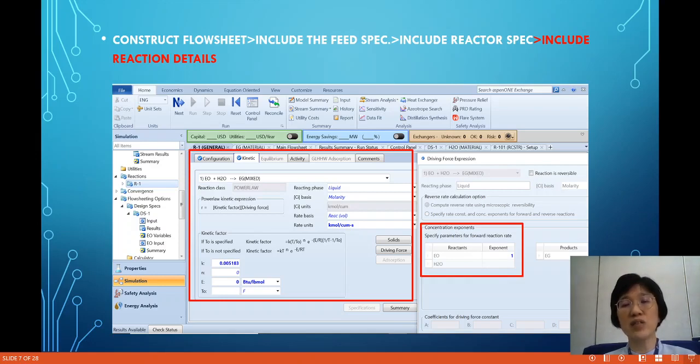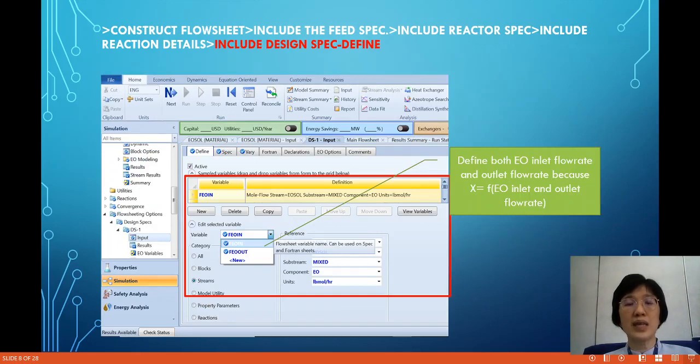And don't forget to include the driving force, which is the order of the reaction. The reaction is first order in ethylene oxide. Just put 1 here to indicate that it is first order in ethylene oxide.